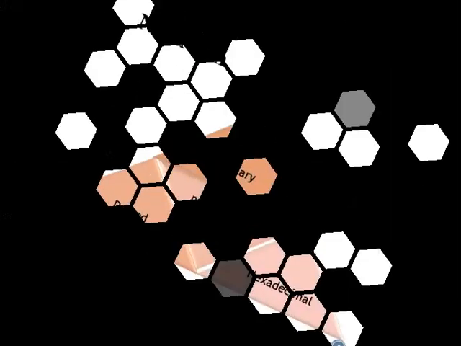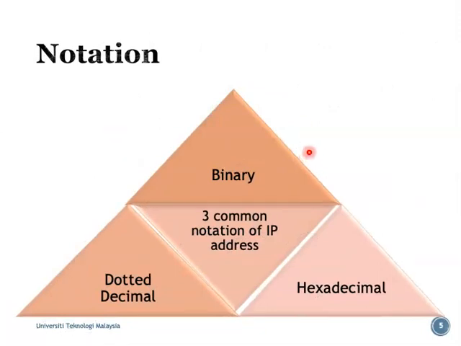There are 3 common notations to show an IP address, which means there are 3 common forms. The first notation is binary notation, which is base 2 numbers. The second one is the dotted decimal, where the base is 256, and the third one is hexadecimal notation, which is base 16.